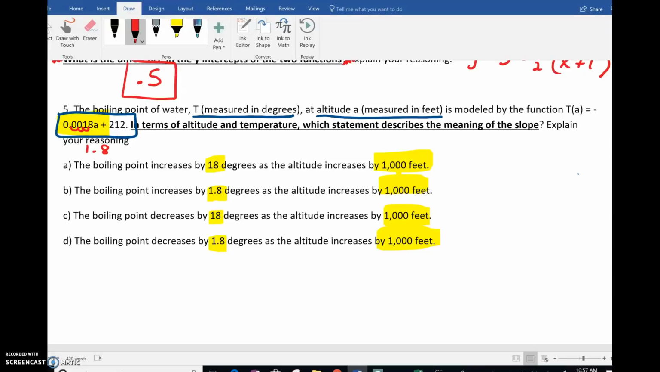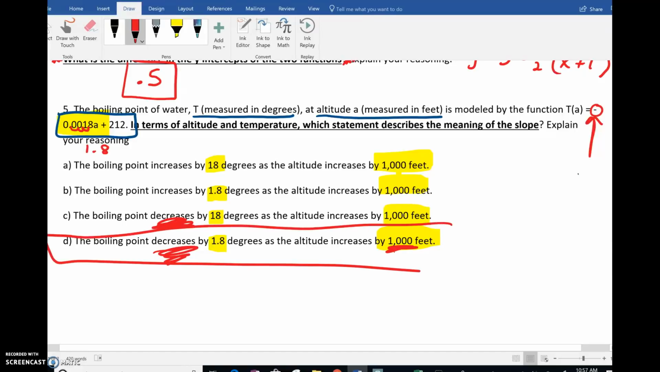And since it's a pot, oh no, look, there's a little negative over here. Yikes, I almost butchered that. It's a negative slope. Okay, so that means that the boiling point is going to be decreasing. So it's automatically one of those two. And it's not going to be 18 degrees. It's going to be 1.8. Because we just moved the decimal place 3 places because it says 1,000 feet. So that's 3 zeros. So we moved it 3 places. So I'm going to have to say the answer to this one is D.